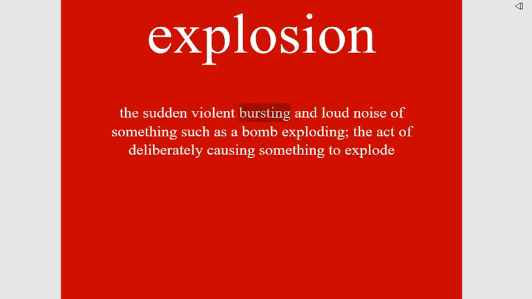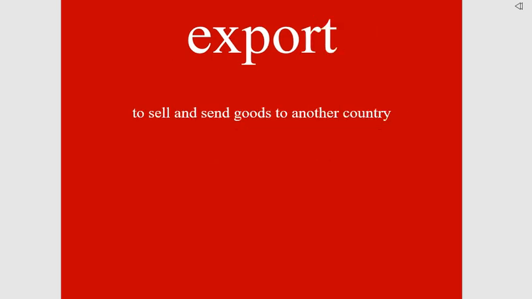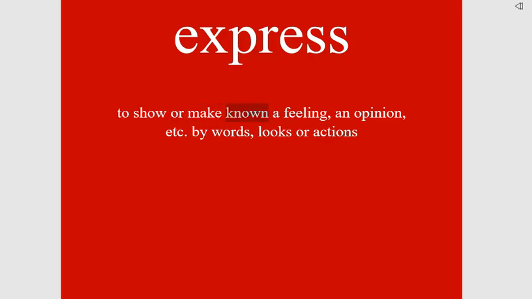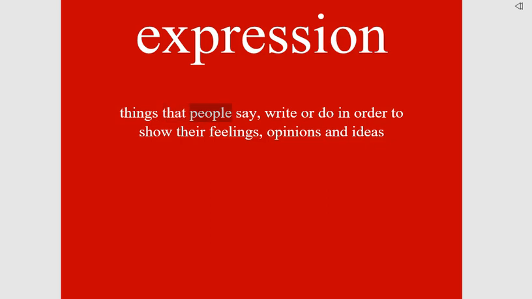Explosion. The sudden violent bursting and loud noise of something such as a bomb exploding, the act of deliberately causing something to explode. Export. To sell and send goods to another country. Export. The selling and transporting of goods to another country. Expose. To show something that is usually hidden. Express. To show or make known a feeling, an opinion, etc. by words, looks or actions. Expression. Things that people say, write, or do in order to show their feelings, opinions and ideas.